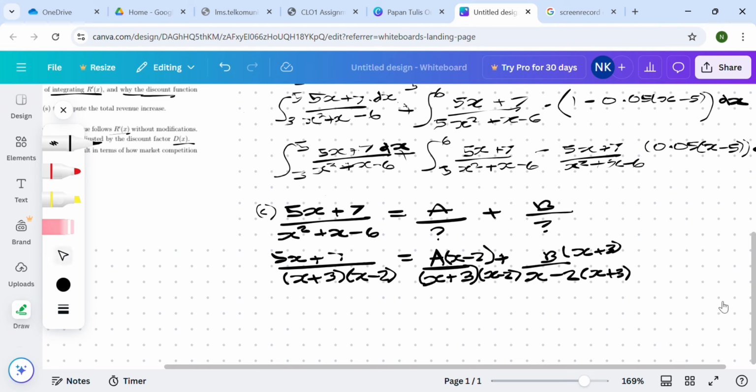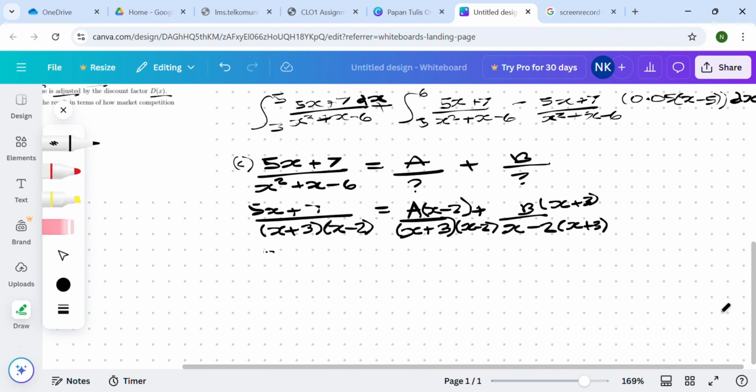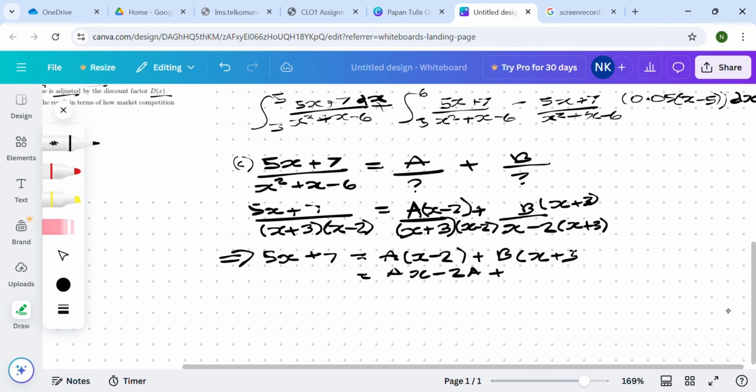So at this point we can just focus on the numerator part. 5x + 7 = A(x - 2) + B(x + 3) = Ax - 2A + Bx + 3B.